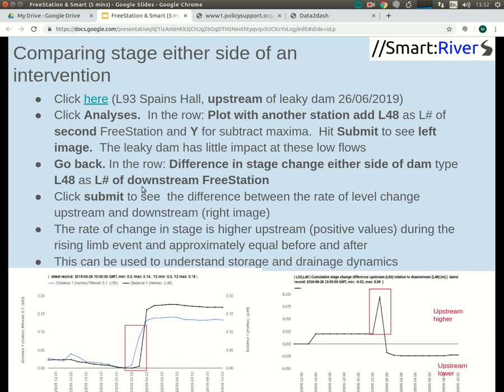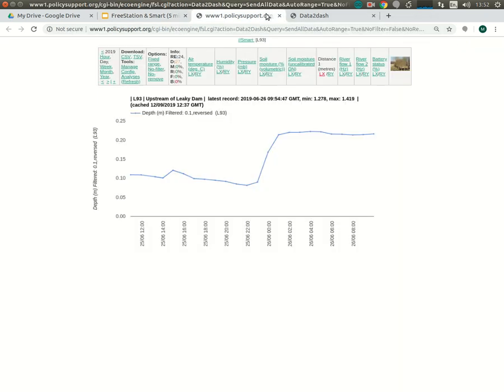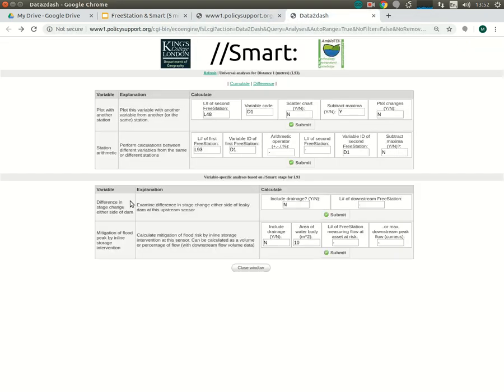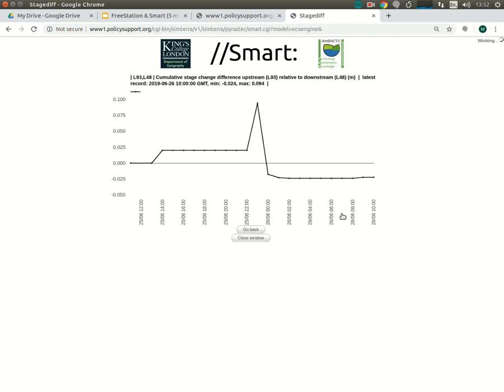We can do some analyses around that by going back here and then choosing one of our other analysis options, difference in stage change either side of the dam. So we will look at that one here, and again our downstream gauge is L48, so we'll type that in, hit submit. And then what this is doing is taking the two data streams from the two stations and it's saying, okay, what is the difference between them?